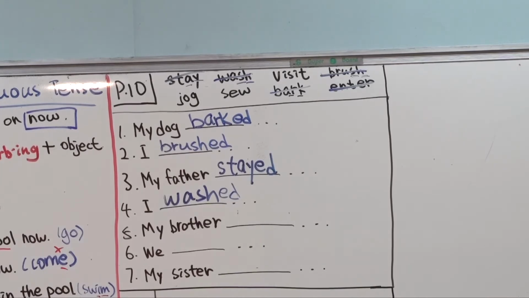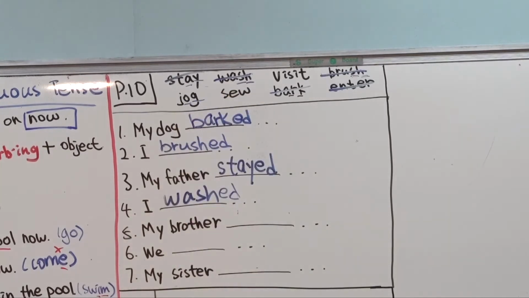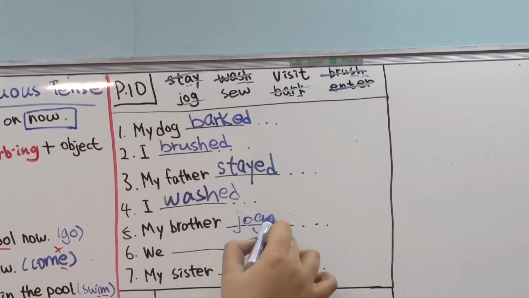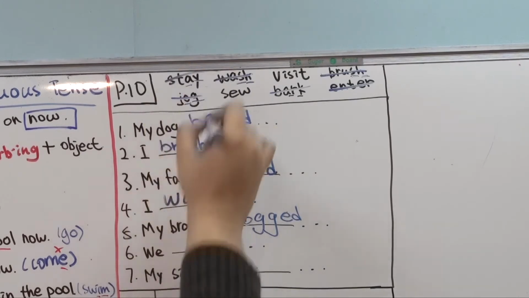All right, number 5. My brother was in the park this morning. My brother, as you can see in the picture, the boy is running, right? What is another word for running? We call that jog. So, jog ends with a vowel and a consonant. Remember what we have to do? We have to double the last consonant. Okay?